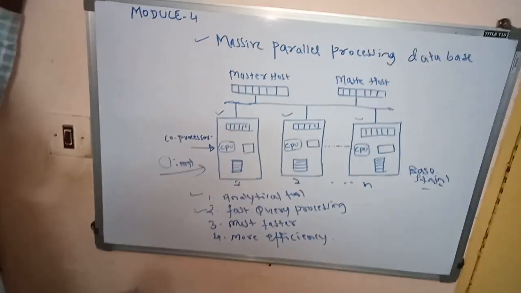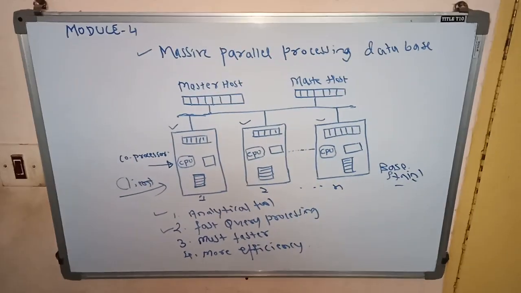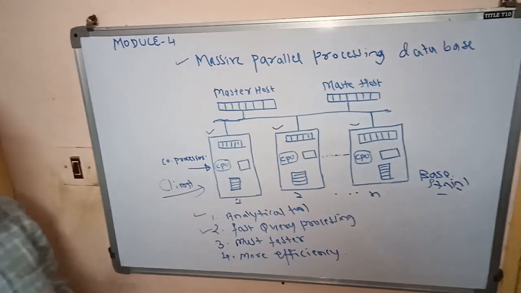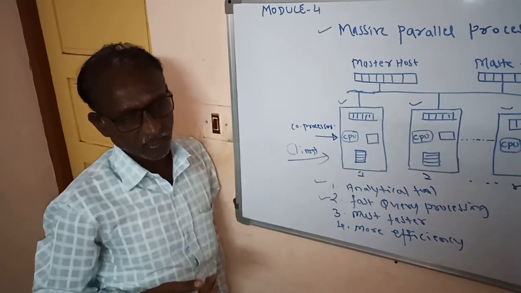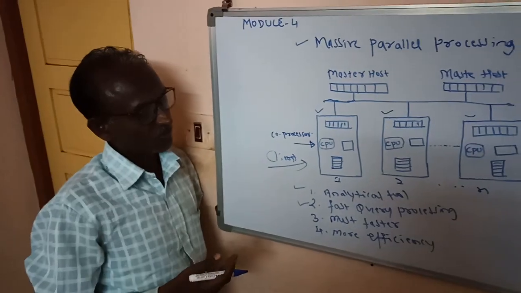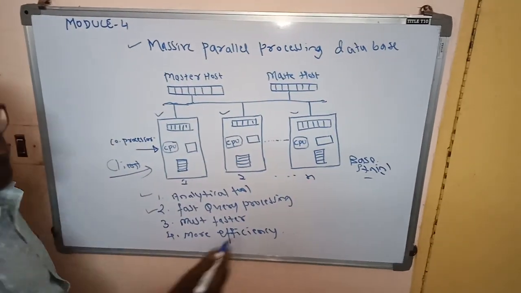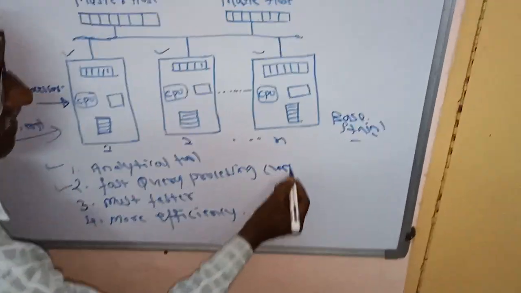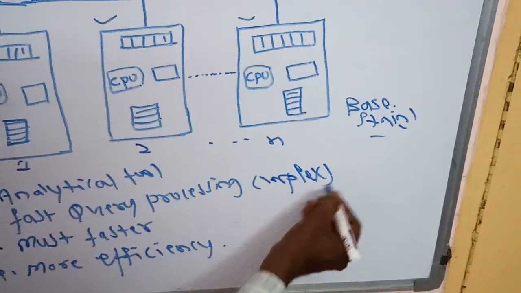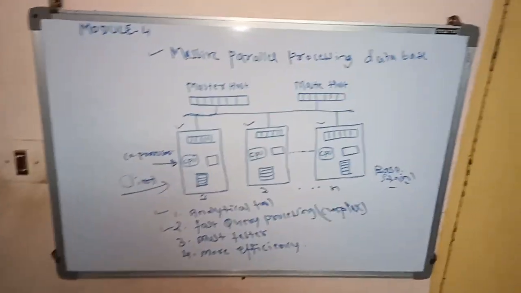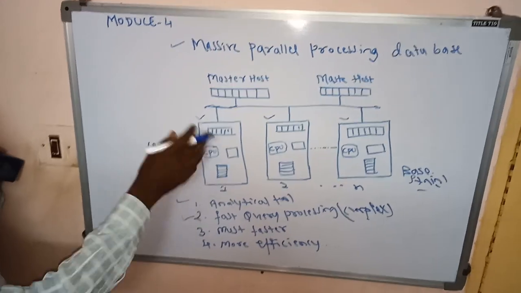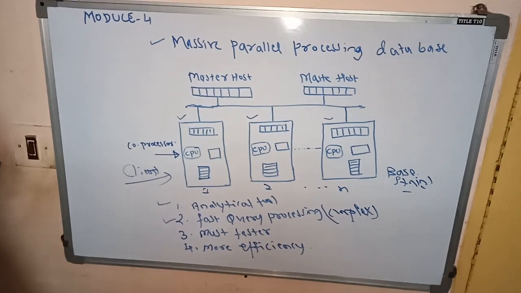The major job is fast query processing. Query means any type of processing, it may be relational database or random database processing. In query processing, a number of complex tasks can be executed within a minimum amount of time. This is known as fast query processing. This facility is provided in massive parallel processing.